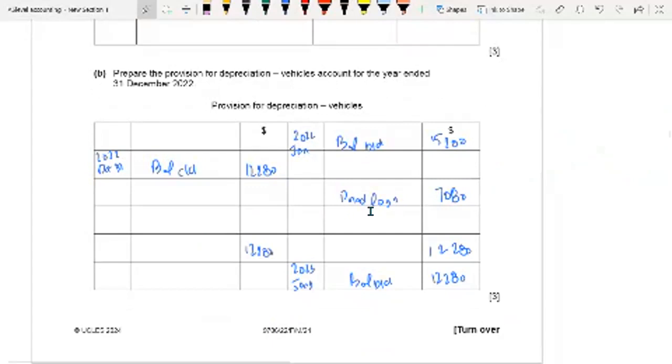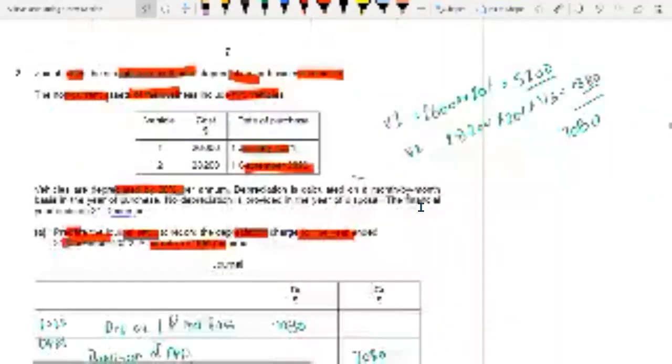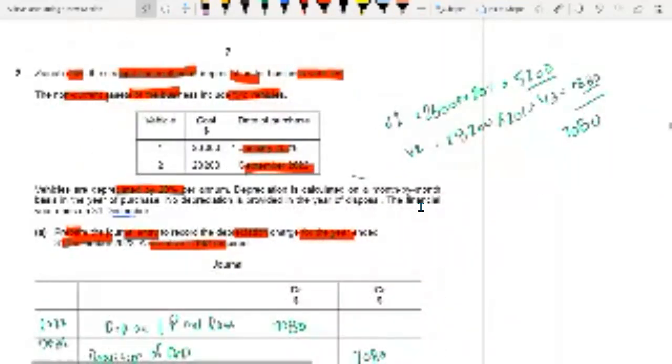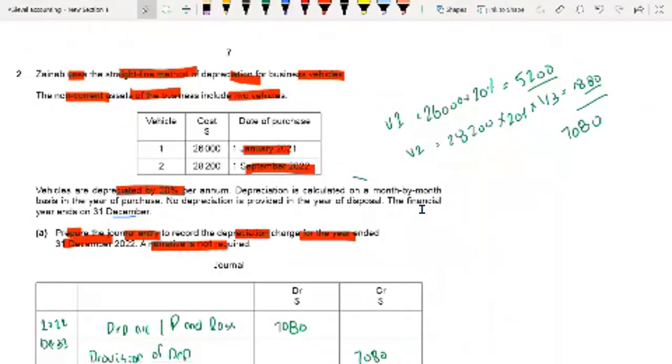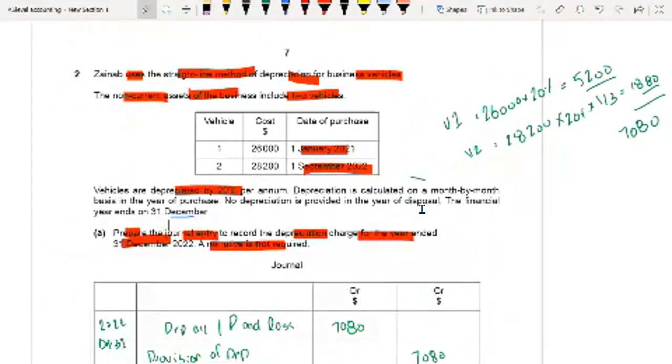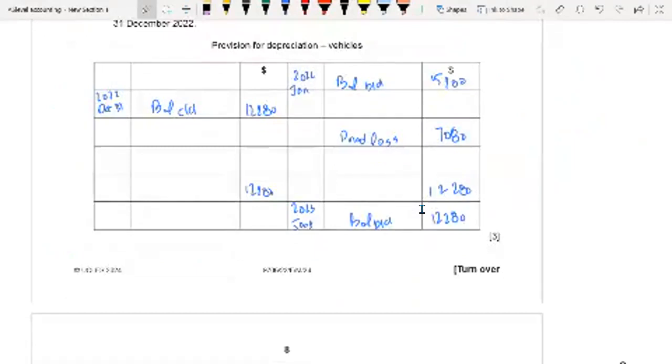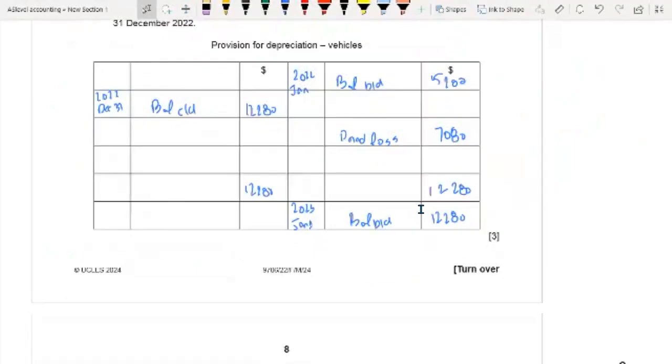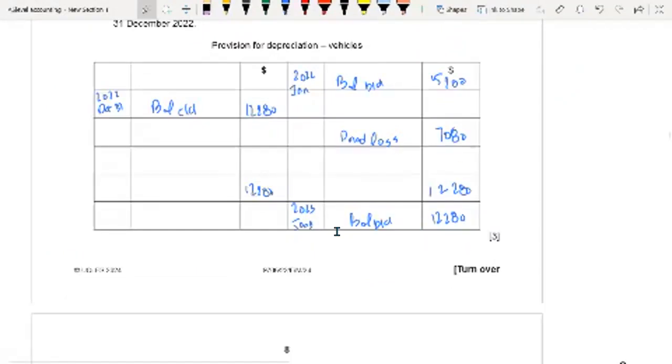But from the profit and loss, we will be writing 7080, which is basically the total depreciation for vehicle one and vehicle two, which I have calculated here, because I have already given much explanation about how to find the depreciation for both of the assets. We know that in the provision, from profit and loss, we have to transfer the vehicle one and vehicle two depreciation. So this is 7080. So this is balance c/d and just balance your provision account. So we just did it.